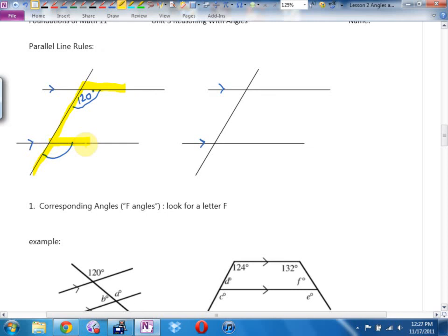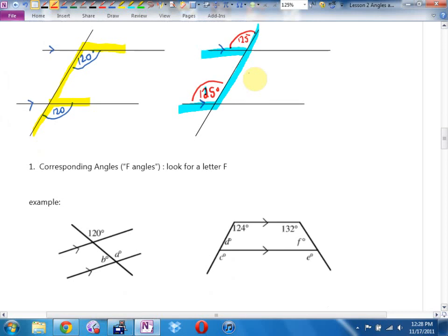So, Matt, you said it was 120. I agree with you. What do I mean by upside down or flipped? Well, if you know that this angle right here is 125 degrees, how big is that angle there? Can you see the upside down flipped capital F? Those two angles are the same size. And we're going to give that a name. We're going to call that pattern corresponding angles.